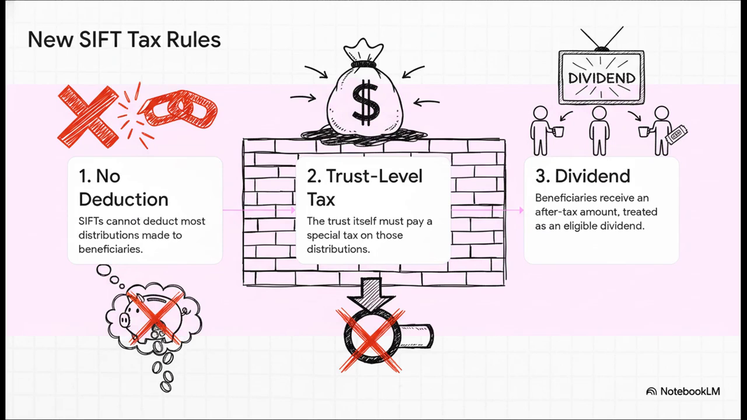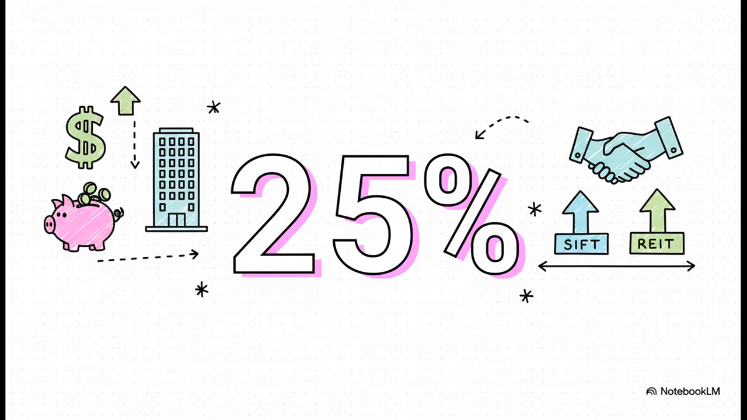Well, you could think of it as a three-punch combo. First, they took away the SIFT's main superpower, its ability to deduct the income it paid out to its investors. This meant the income was now trapped and taxable inside the trust. Second, the trust itself now had to pay a special tax on that income. And finally, whatever money was left over for the beneficiaries was no longer treated as flow-through income. It was now automatically relabeled as an eligible dividend. Just like that, the flow-through advantage was gone. And that special tax wasn't just a slap on the wrist. We're talking about a combined 25%.